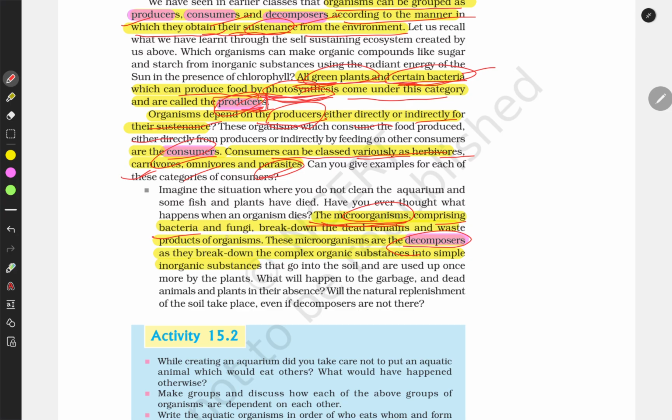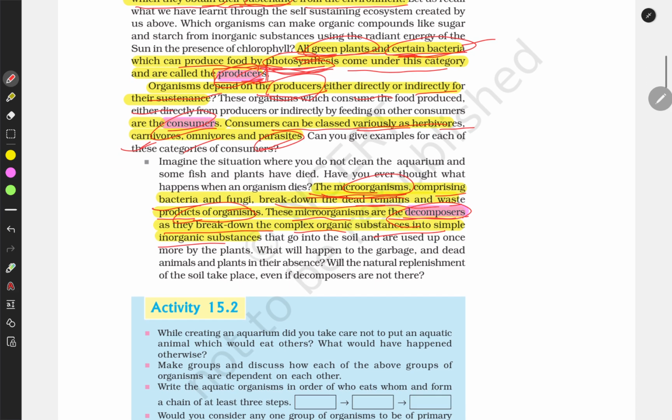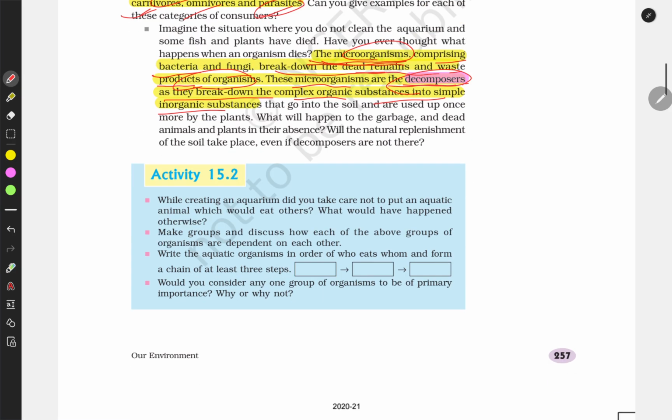Microorganisms comprising bacteria and fungi break down the dead remains and waste products of the organisms, and these organisms are decomposers. They break down the complex organic substances into simpler organic substances. So what is happening in nature?